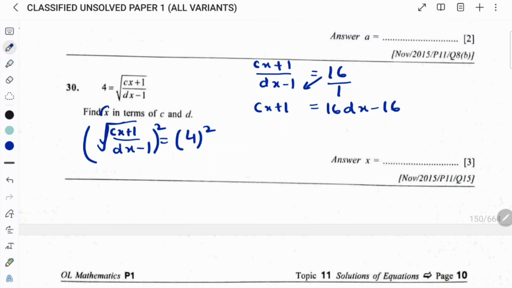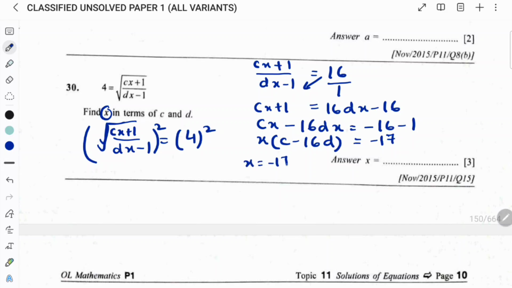So remember, x is required, so x terms keep it over there. Cx minus 16 dx is equals to minus 16 minus 1. Alright, so that is equals to minus 17. Take common x because x is the question. C minus 16d. Alright, so you will have x is equals to minus 17 over c minus 16d, or if you want to eliminate minus with the 17, you can write down 17 upon 16d minus c. This way also you can write your answer if you want.